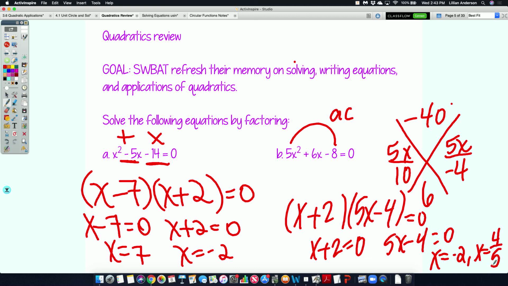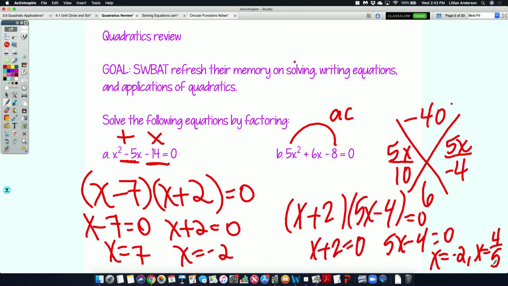There we go. Okay? How can you check to see if you factored correctly? You can plug it back in. Well, that's one way you can check to see if your solutions are correct. But what about your factors? How do you know if you factored correctly? You multiply them, you FOIL them. By foiling, you'll be able to see if you did well.